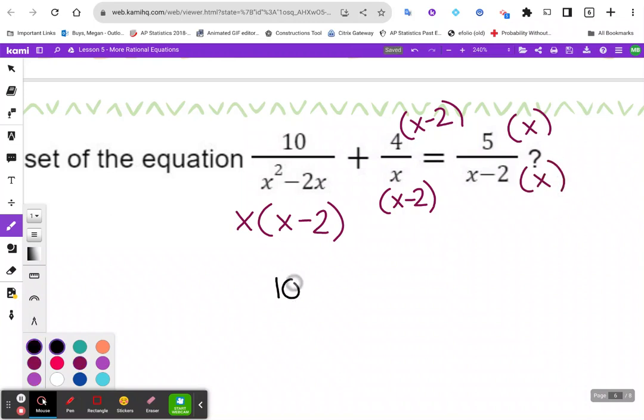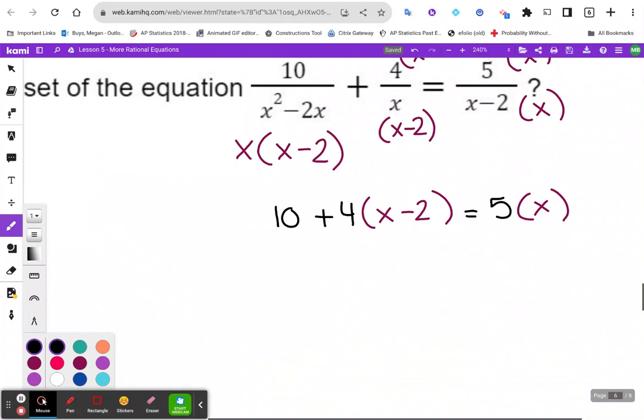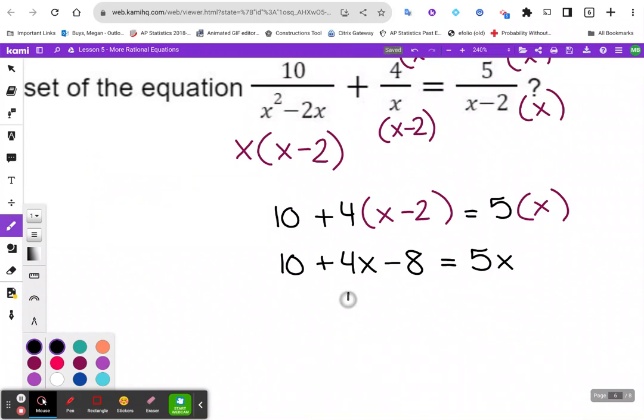If that's the case, the 10 is staying strong, plus 4 times that x minus 2 equal to that 5 times x. I get 10 plus 4x subtract 8 equal to a 5x. I know I get 4x plus 2 equals 5x. And I subtract the 4x from both sides. 2 is equal to x.